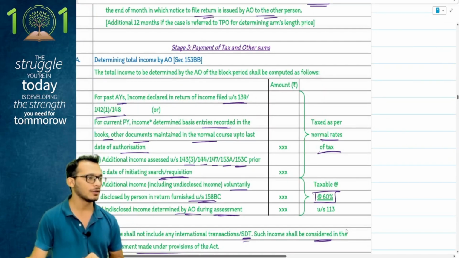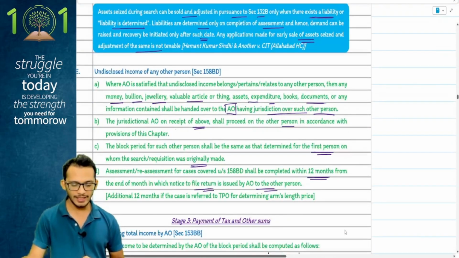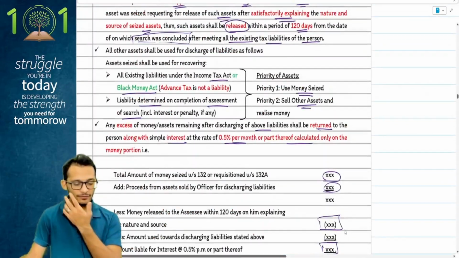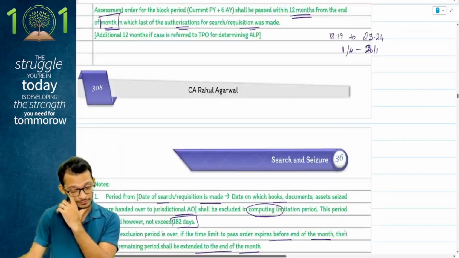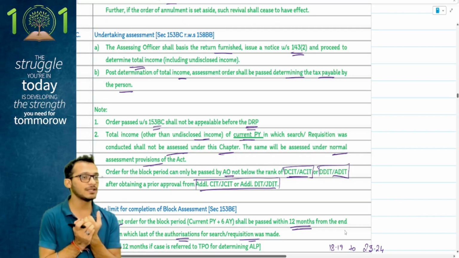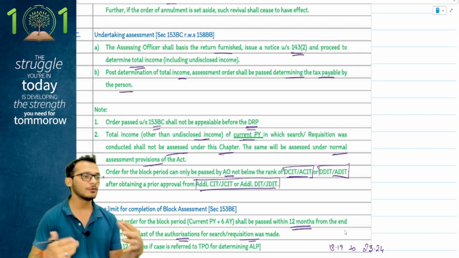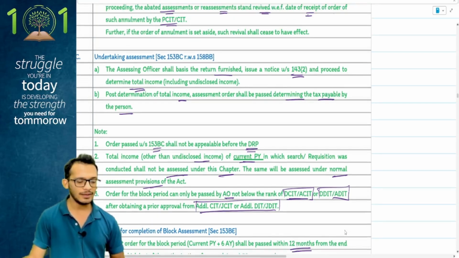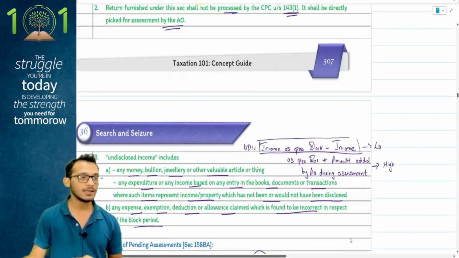153BB talks about your tax computation. 158BD talks about disclosures. Then you have your 153BC, which has two sections in it, normal plus 158BB. You have to take both together in order to understand the whole undisclosed income assessment process, and then you have your other abatements and other things.